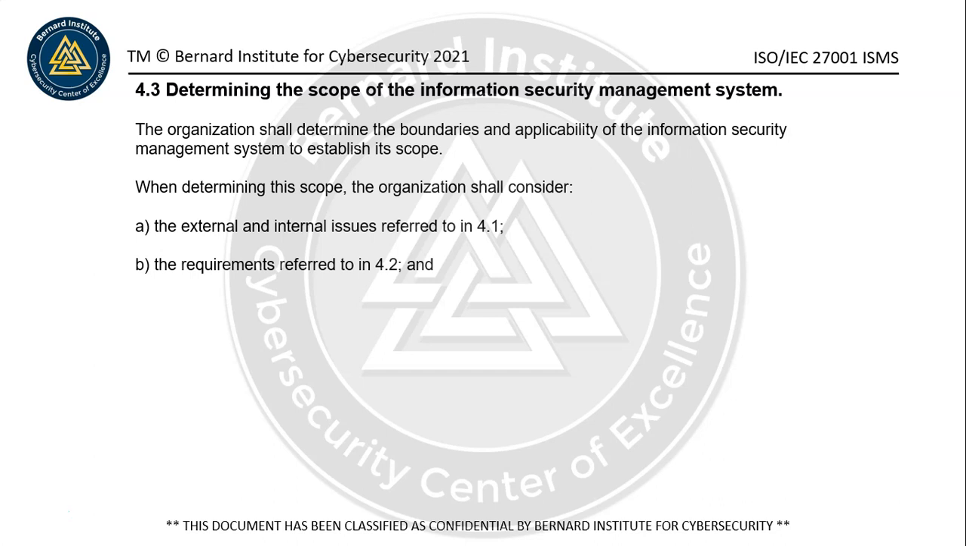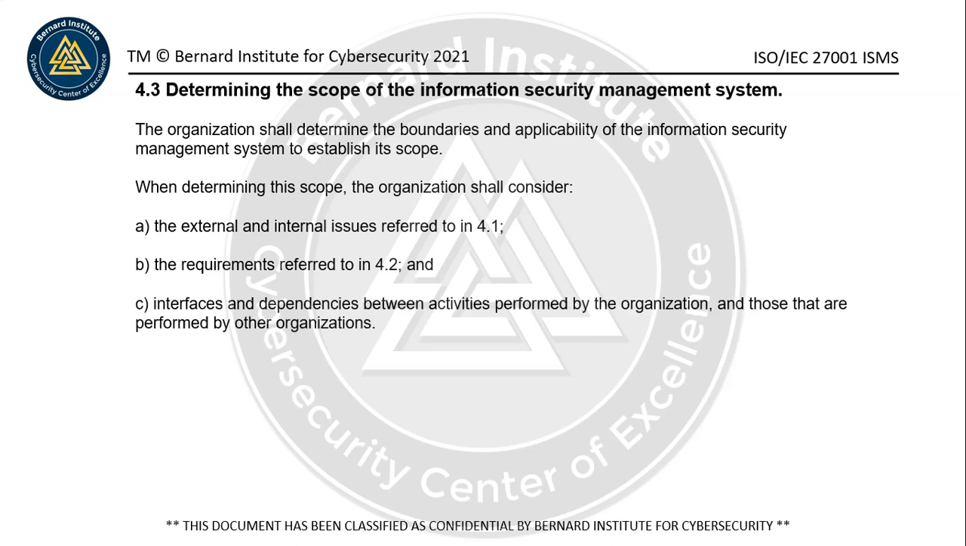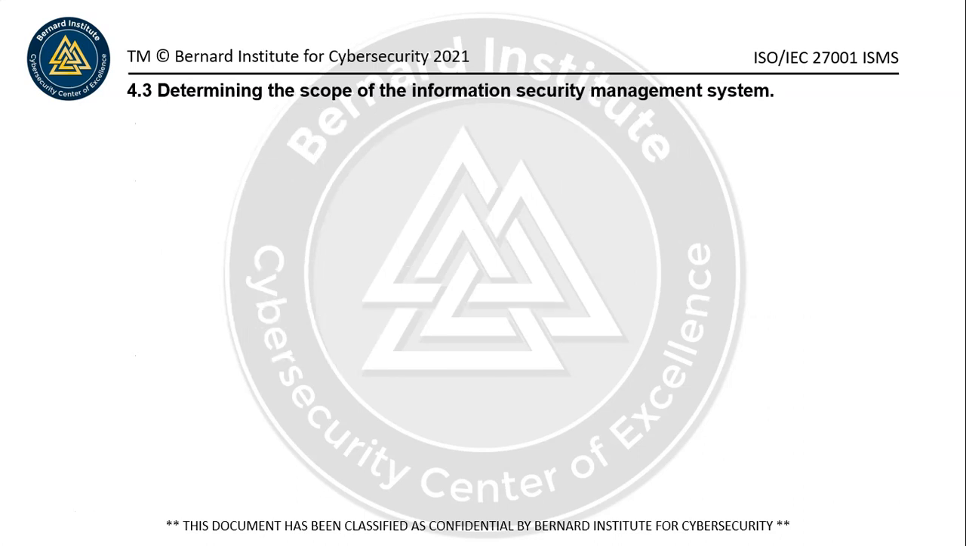B, the requirements referred to in 4.2. So those interested parties that have requirements that we must follow, whether they're laws or regulations or whether they're contractual obligations, those have to also play into this process. And of course, interfaces and dependencies between activities performed within the organization and those that are performed by other organizations. So by the supply chain, perhaps we've outsourced some of our business. And the scope shall be available as documented information. So in the specification, you have to document this stuff. The best place to put 4.1, 4.2, 4.3 is into a business plan.